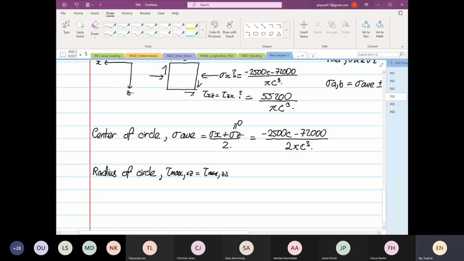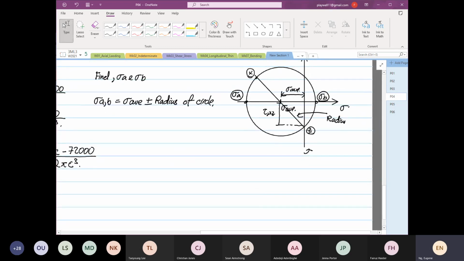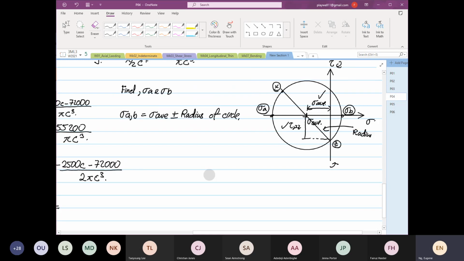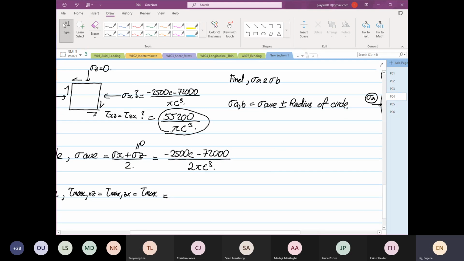Zx, okay? And this is also equal to your tau max, right? So this will be equal. So if you look at the circle, we know this value now. We know our stress average, and then we are going to put in our shear xz, which we also know. Okay, our shear xz is this value over here. So this will be equal.